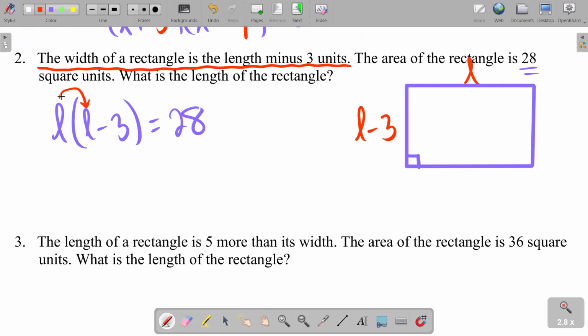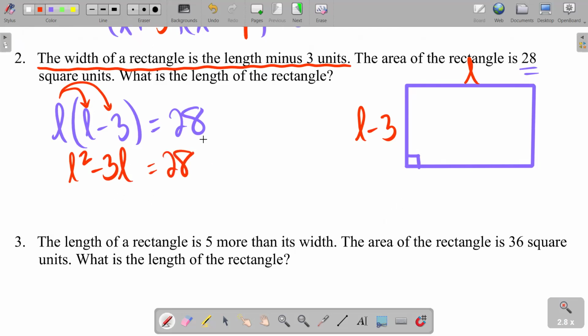Let's distribute. What's L times L? Well, L squared. That's where the quadratic comes into existence. How about the second one? What's L times negative 3? Negative 3L.